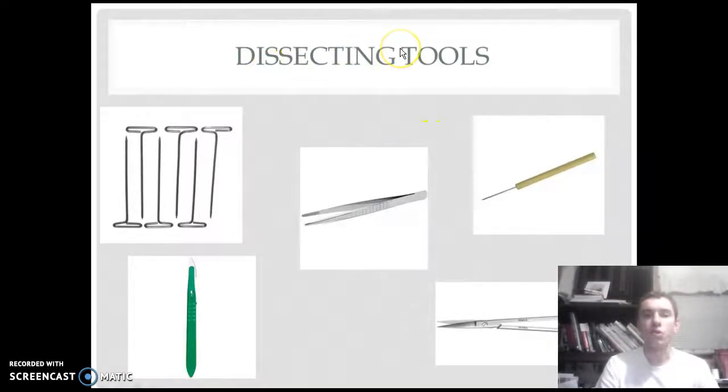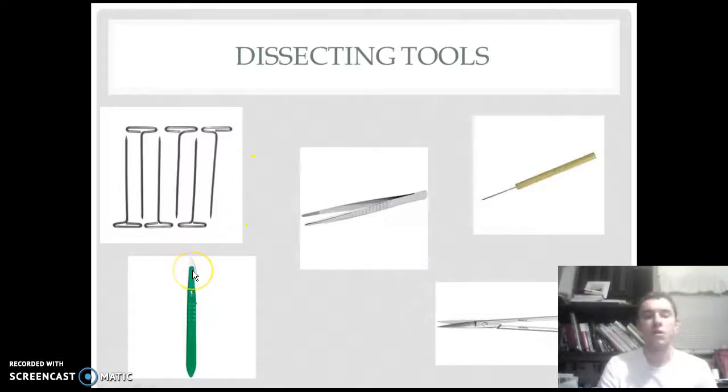Now, we need to briefly go over the tools that we'll be using during dissections. So the first one here are dissecting pins. Those are actually used to hold down the organism once we cut them open. So they'll hold open the skin flaps. These tweezer looking things are called forceps. Those are really nice to grip onto things and either move them or hold them back. Same with a probe. A dissecting probe is just good to move organs around in an organism, maybe poke things around a little bit.